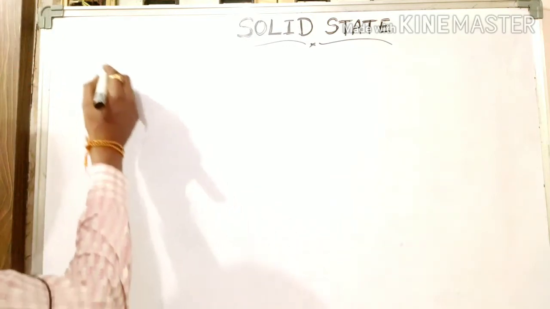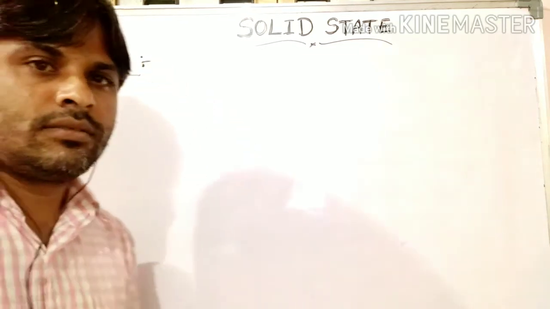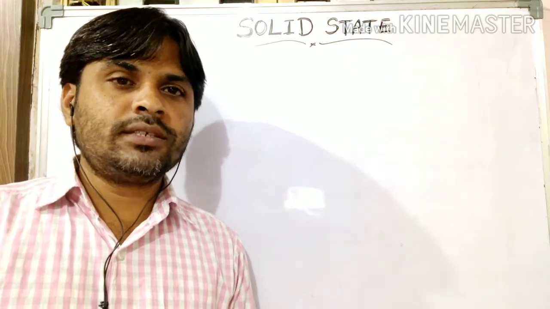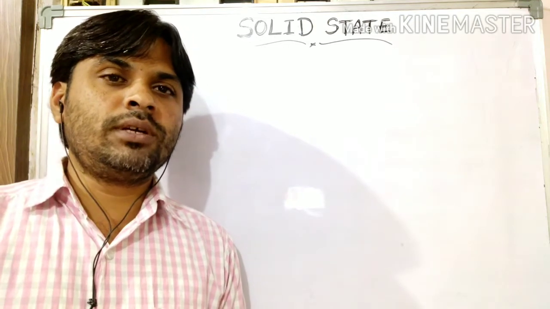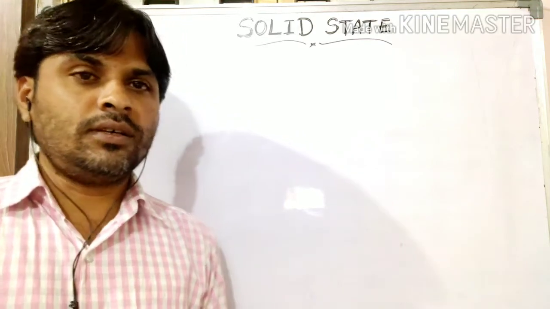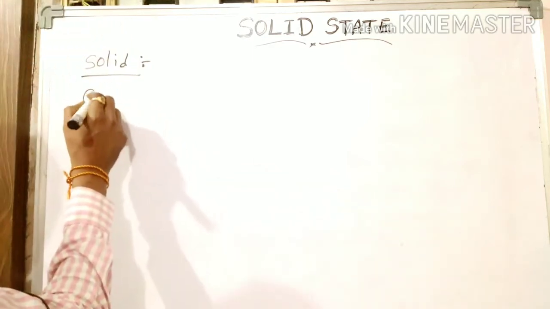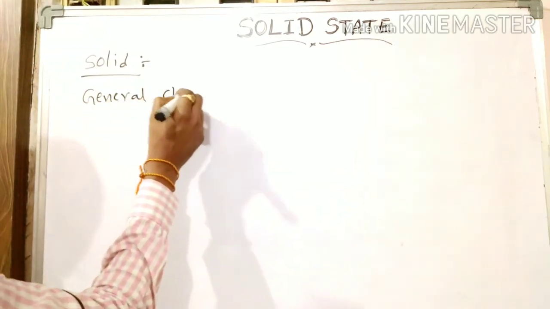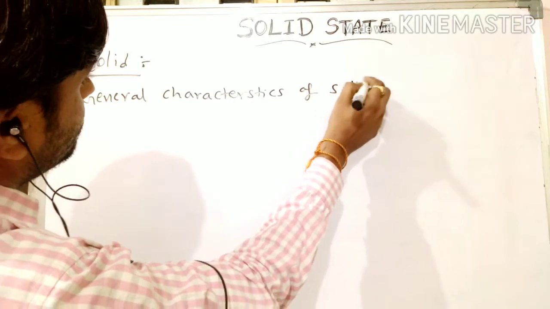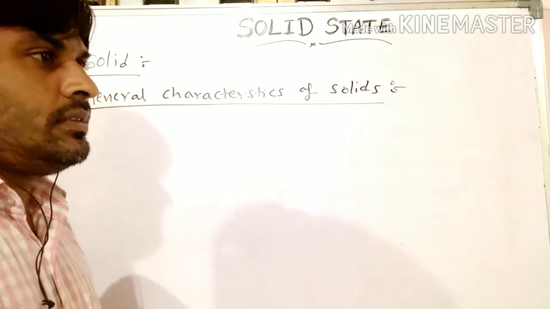So what is a solid? Any substance whose melting point is above room temperature at atmospheric pressure is called a solid. Some general characteristics of solids are given here. We know these general characteristics.